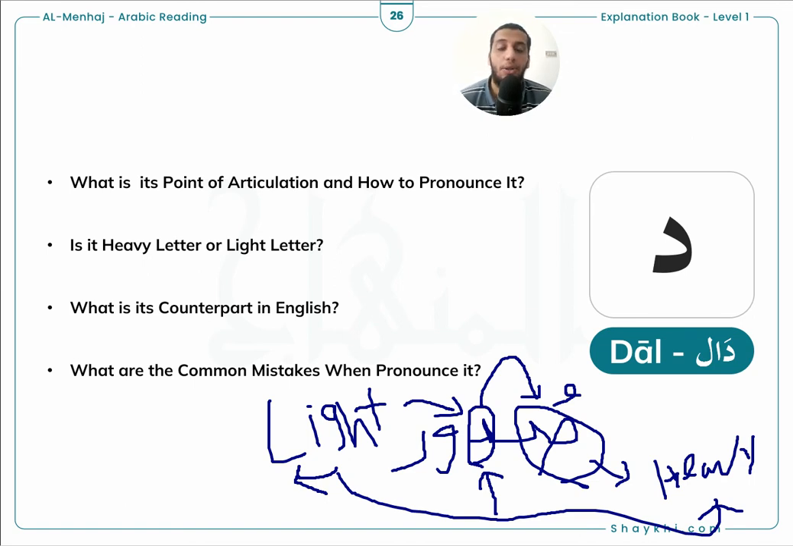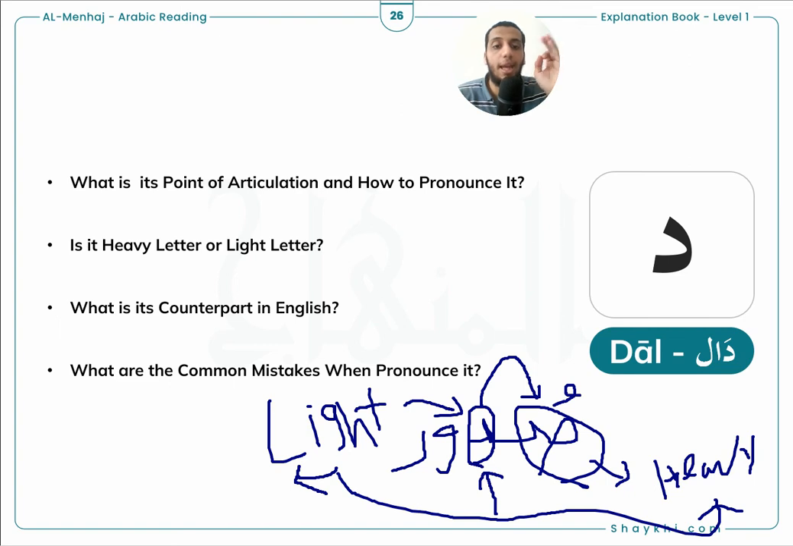Allah subhanahu wa ta'ala says in the Holy Quran, بل هو آيات بينات في صدور الذين أوتوا العلم. You listen, some people say it with a heavy dal, and this is a common mistake, as I said, among non-native Arabic speakers and even native Arabic speakers.